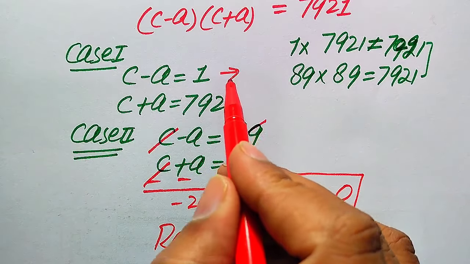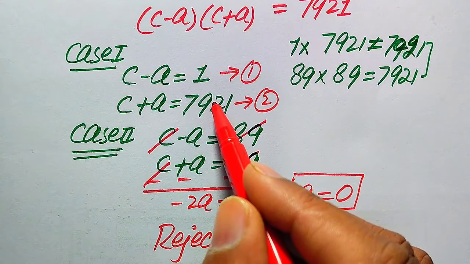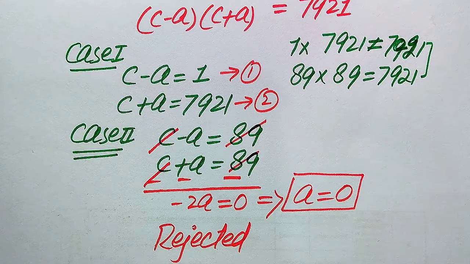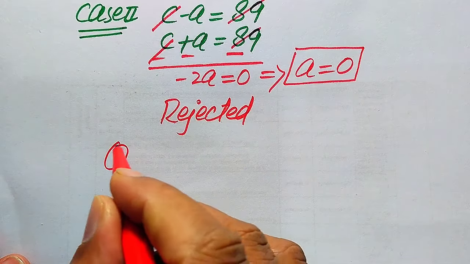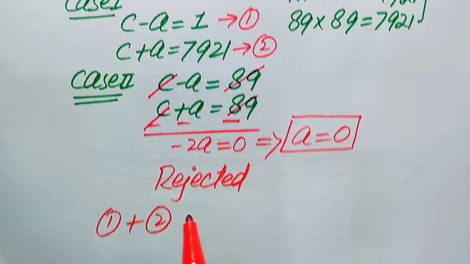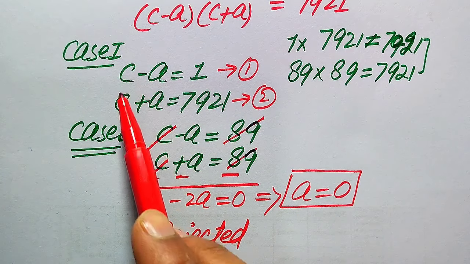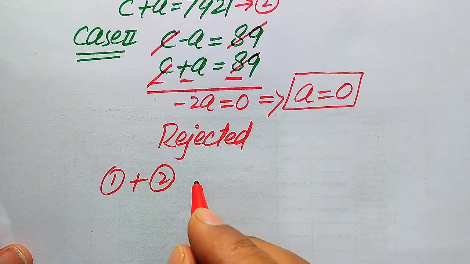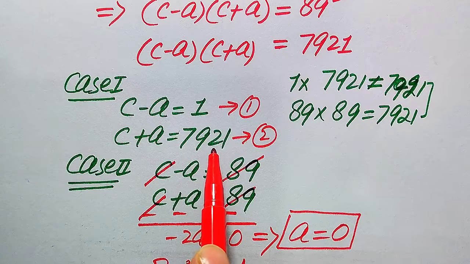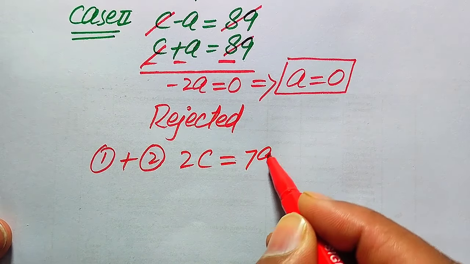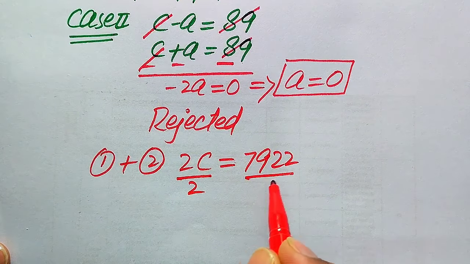In the first case we call this equation number 1 and this is our equation number 2. Now we need to sum up equation number 1 and equation number 2. When we add these two equations, the negative A and positive A are gone, and we get C plus C becomes 2C equals 1 plus 7,921 becomes 7,922.